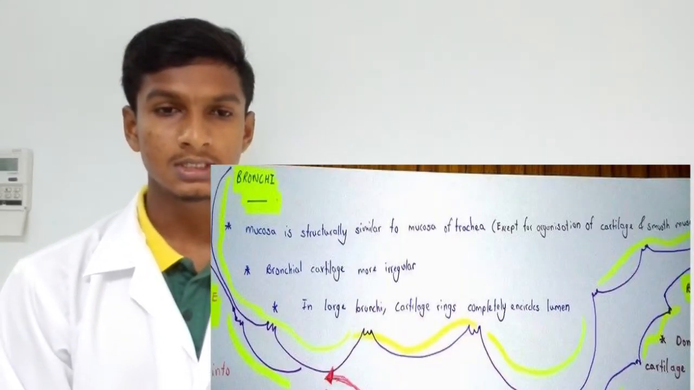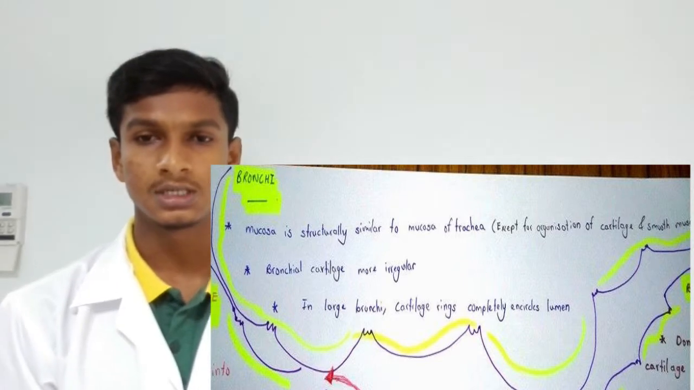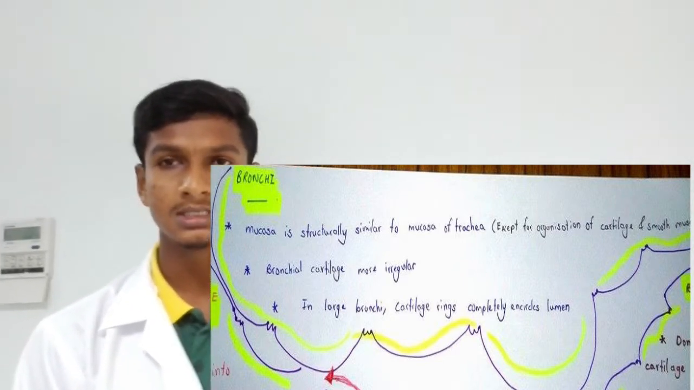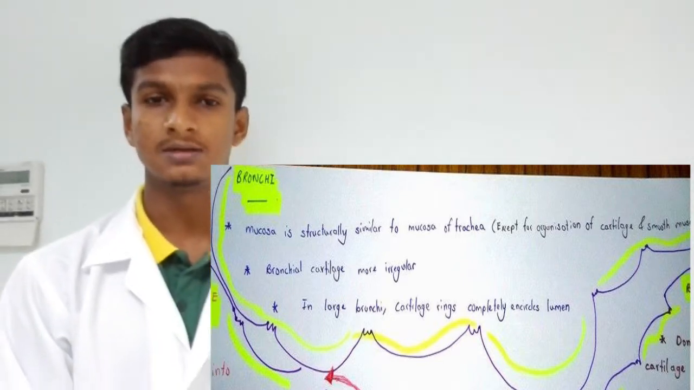Now I'll talk about the bronchi. In the bronchi, the mucosa is structurally similar to the mucosa of the trachea, except that the organization of the cartilage and the smooth muscle is different.